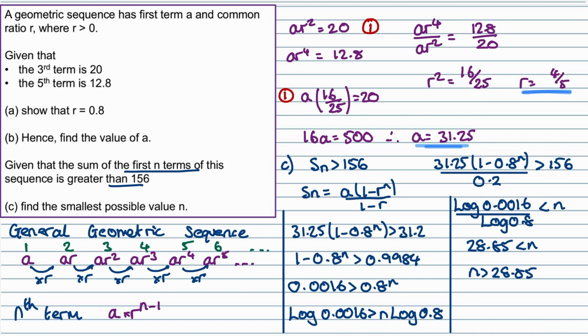But we know that n has to be an integer. So the smallest possible value of n, where the sum of the first n terms is greater than 156, will give us n will equal 29. Okay?